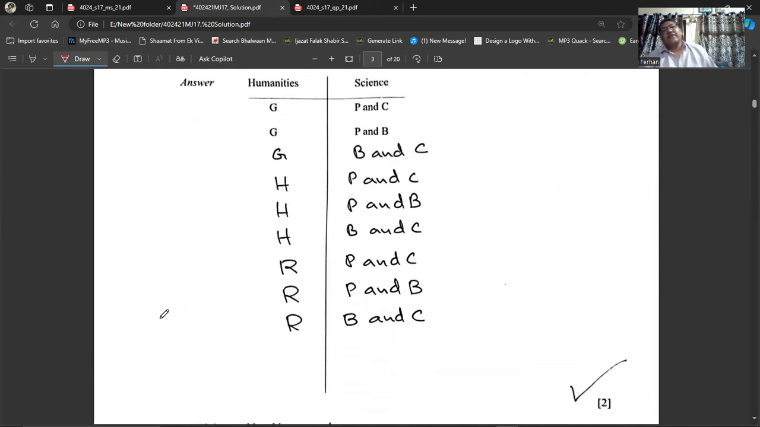So here you can see I have written geography, biology, and chemistry. If he chooses history, he can choose physics and chemistry, history, physics and biology, history, bio and chemistry. For example, he chooses religious studies. With it, he can use physics and chemistry, religious studies, physics and biology, religious studies, bio and chemistry. So here how many possibilities are there? 1, 2, 3, 4, 5, 6, 7, 8, and 9. So there are a total of 9 combinations which are possible.